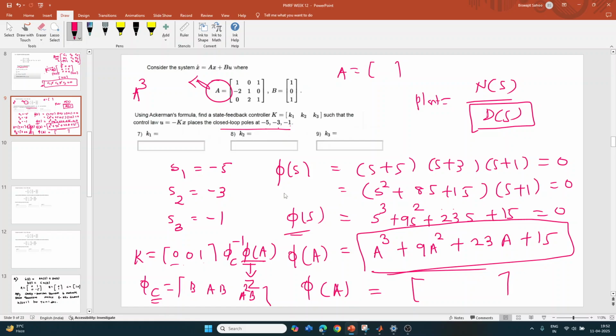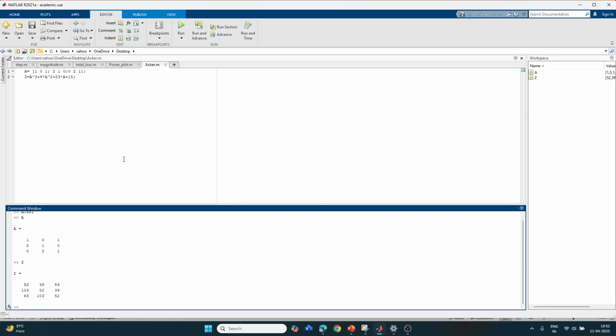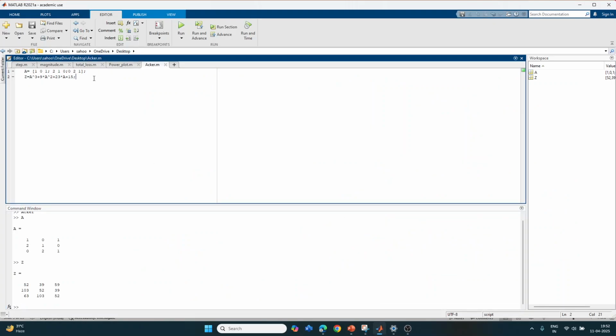It's a lengthy procedure, but the same thing in MATLAB is very easy for me, because in MATLAB there is a predefined function, that is Ackermann's. Suppose I want to define the B matrix. Let me define the B matrix. B equal to how much?